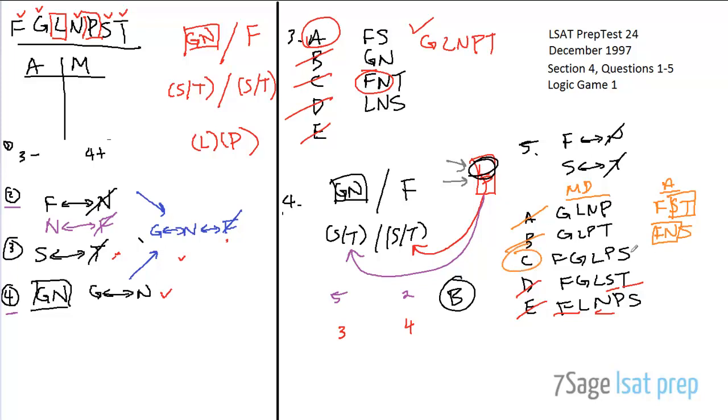Which leaves answer choice C, right? So FGLPS. So FGLPS leaves N and T over here, right? So F is now separate from N. S is now separate from T. We have a main dish with enough ingredients, an appetizer with that number of ingredients. So therefore, answer choice C is going to be correct here.